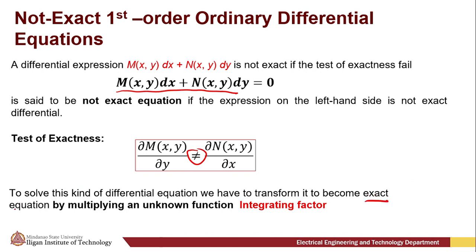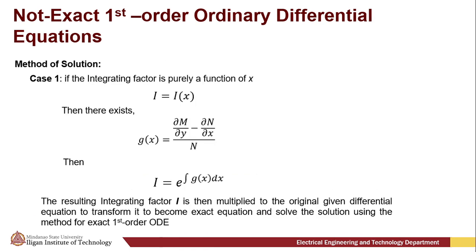By how? By multiplying by an unknown function, the integrating factor. We have to find this unknown function, and when we multiply it to our differential equation, it becomes exact. So for the method of solution for not exact equations, we have two cases.